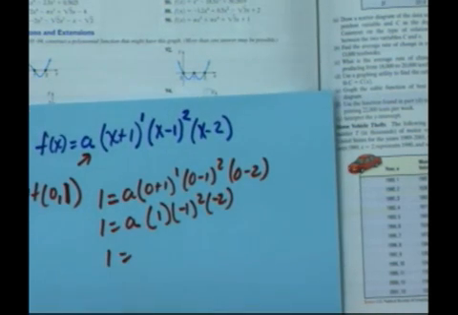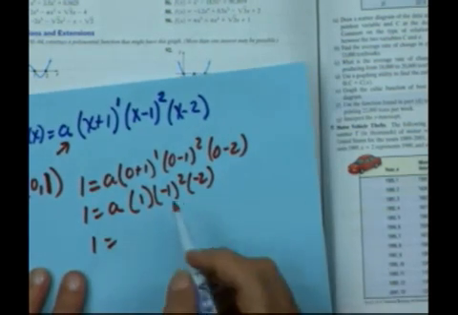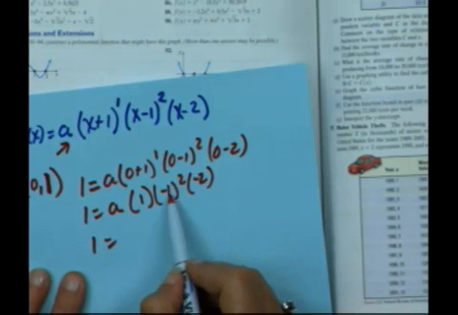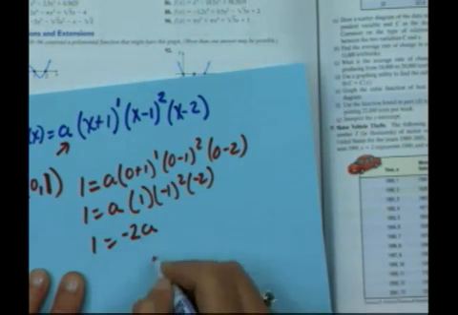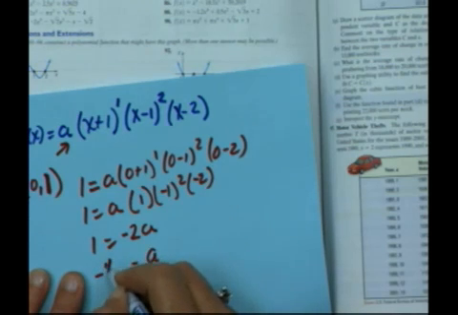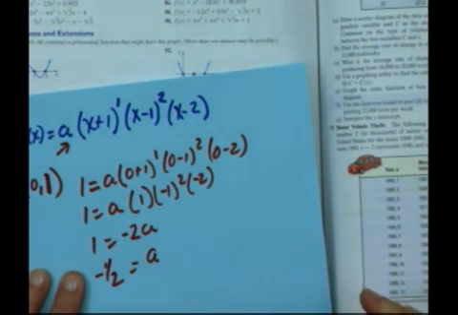We could do this in our head, but again, it's late afternoon already, right? Friday. Okay, negative 1 squared is positive 1. So 1 times negative 2 is negative 2, so we've got minus 2a. a is equal to negative 1/2. a is equal to negative 1/2.